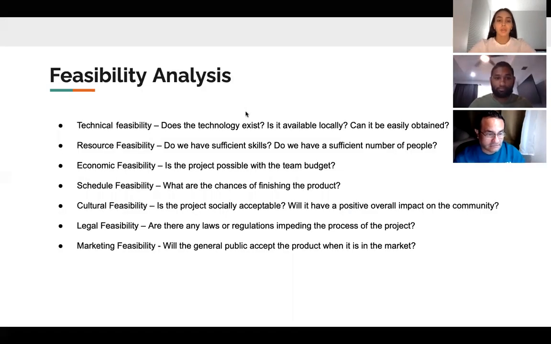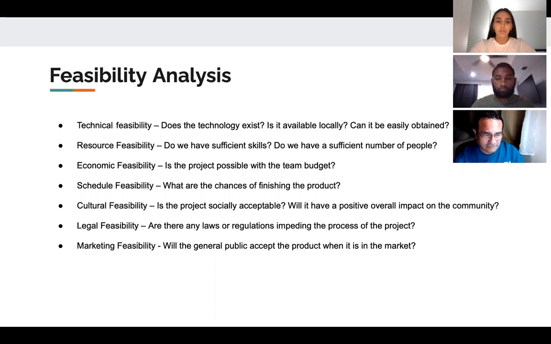So when we began to develop the ideas for our project, we had to take into consideration the feasibility analysis. We broke it down into 7 steps that later turned into questions. So the first question is technical feasibility. Does the technology exist? Is it available locally? And can it be obtained?